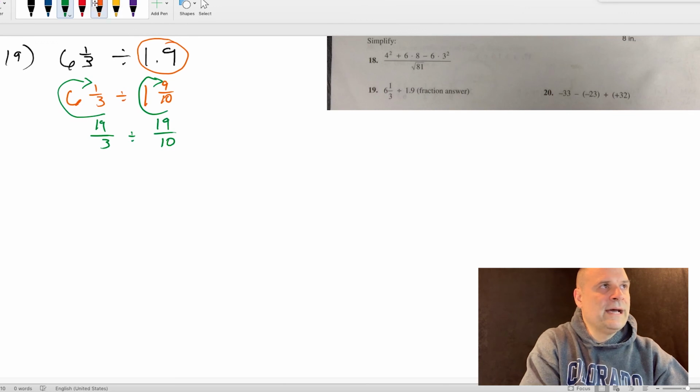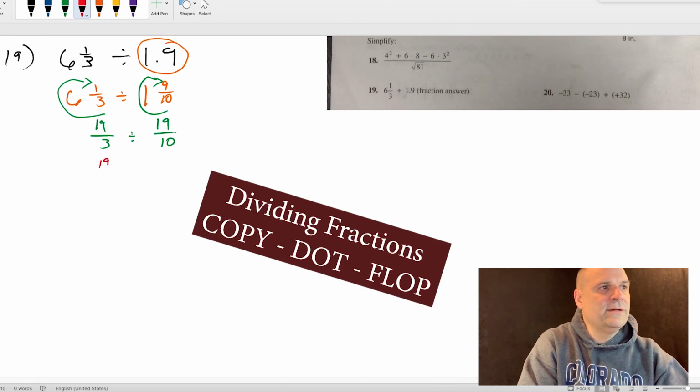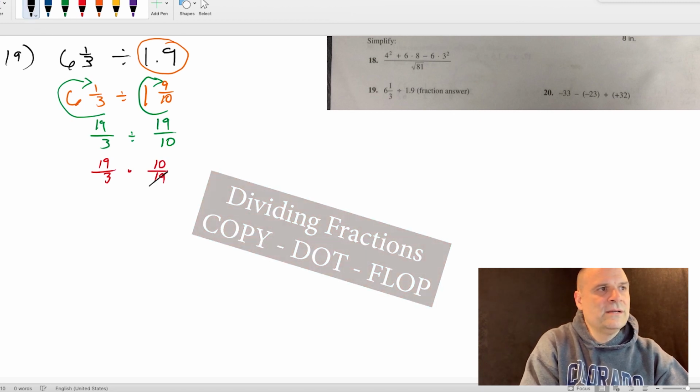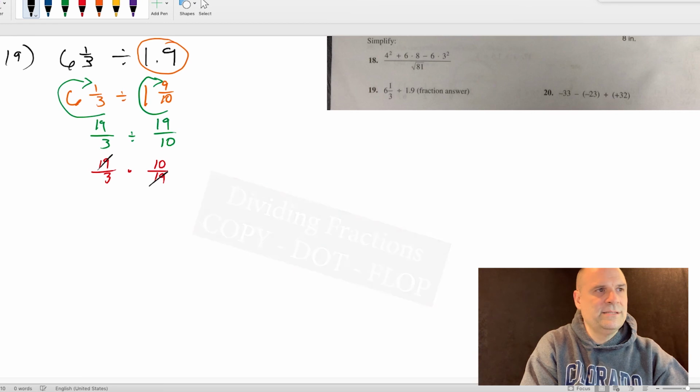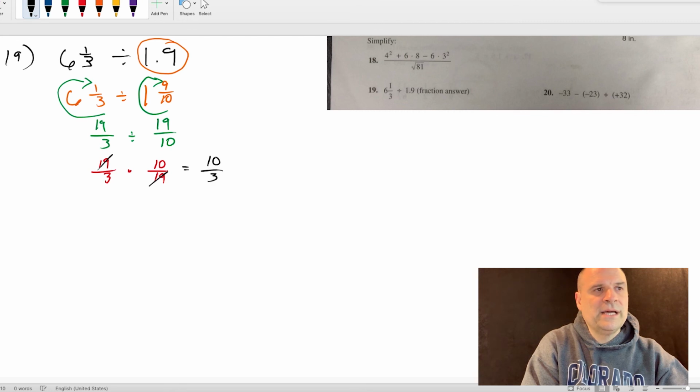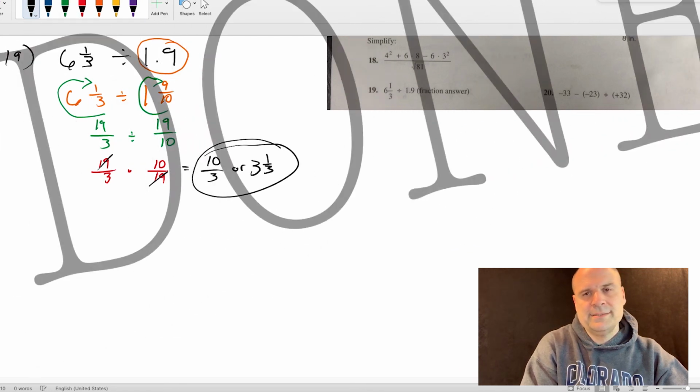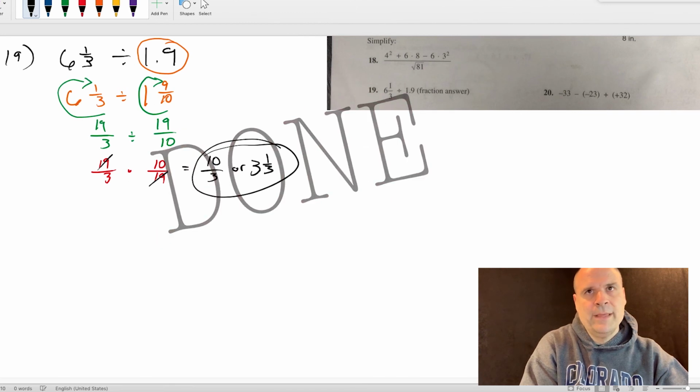Now we're going to copy, dot, flop. 19/3 dot 10/19. Ooh, that's nice, because look what happens. You can cross cancel those 19s. Those are just ones. So now you're left with 1 times 10 is 10, 3 times 1 is 3, and you're done. You could write it like that, or 3 1/3. Both are nice. Good job.